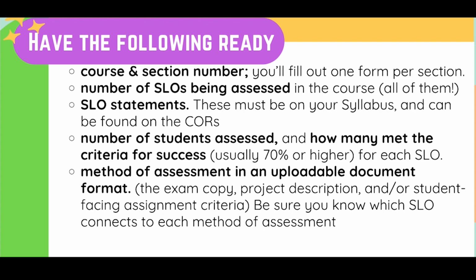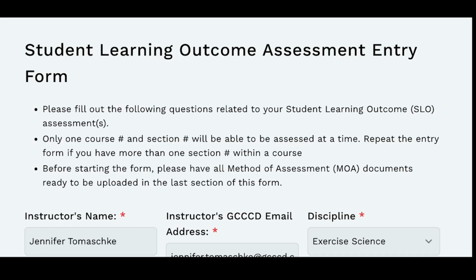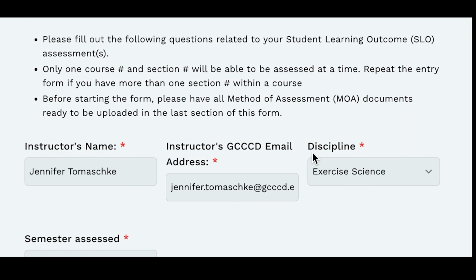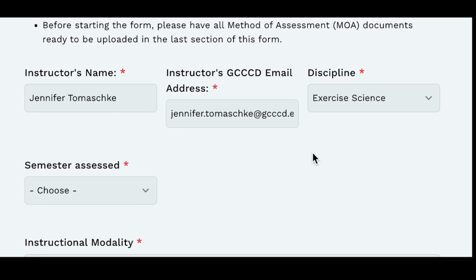So for some people, this will be a copy of the exam, the description of a project, and whatever your student-facing assignment criteria. So once we've got all of that together, open the form. Only one course and section number will be able to be assessed at a time. So you're going to need to repeat the entry form if you have more than one section number within a course. I'll be doing ES001, Adaptive PE, and I teach 2 sections of that course, and so I'll have to assess both of those.